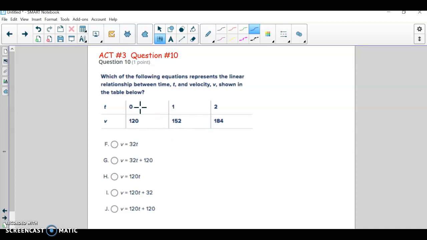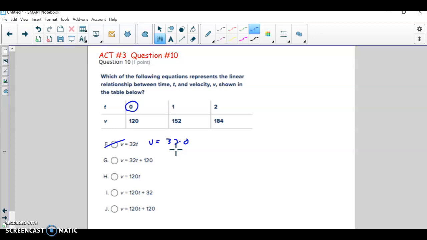One is you could just put in the numbers. So when t is 0, we should get 120 for a velocity. So f doesn't work because if I do 32 times 0, that does not give me 120, right? So that's one of the ways to know that f isn't right. You could keep doing that for all of these. You might have to test a couple points that way, but then you would know for sure if something is right or not.